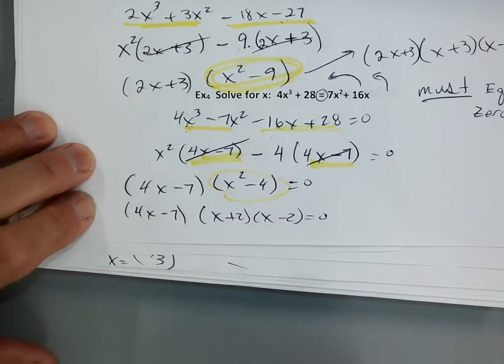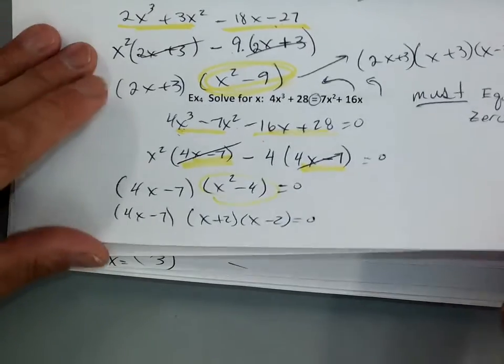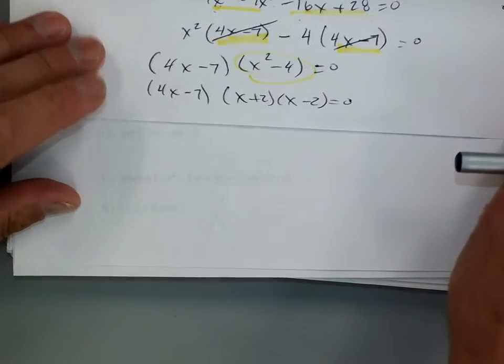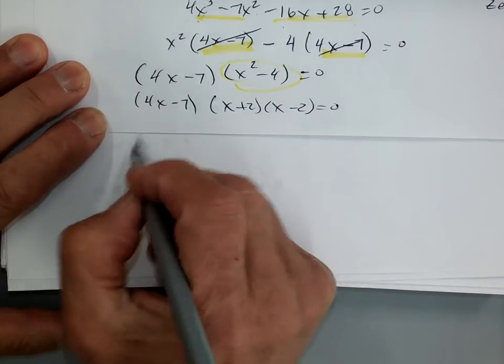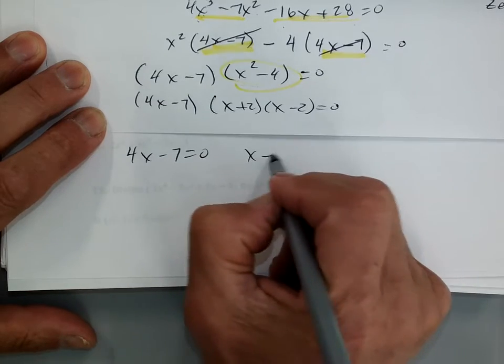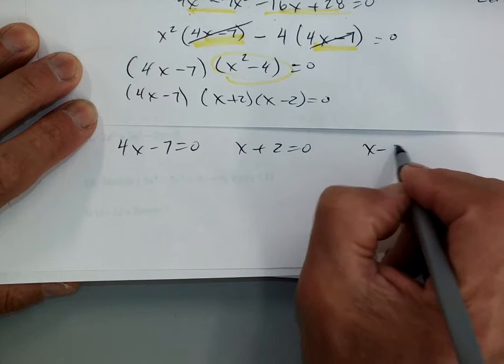All right. I've got my mini equations. Slide this paper like this. One mini equation is going to be 4x minus 7 equals 0. My other mini equation is x plus 2 equals 0. And my third mini equation is x minus 2 equals 0.